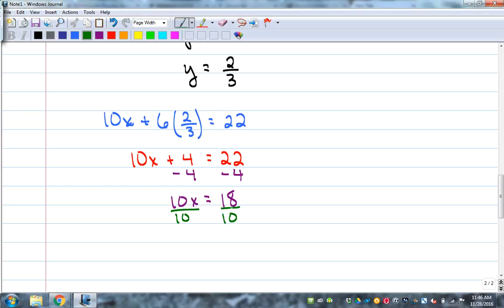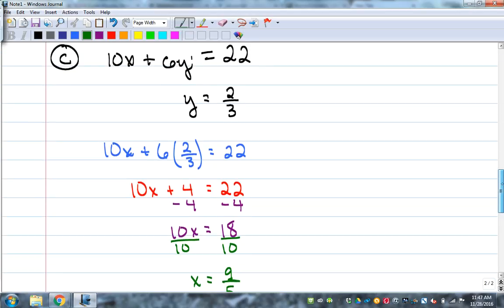Does 10 go into 18? So what do we do? Reduce the fraction. So 18 and 10 are both divisible by 2. So that would end up being 9/5. Final answer is an ordered pair: 9 over 5, 2/3. Now, that definitely is an example of one that's better by algebraic methods than by graphing, because I don't think any of us could eyeball 9/5, 2/3. That'd be very difficult to do.